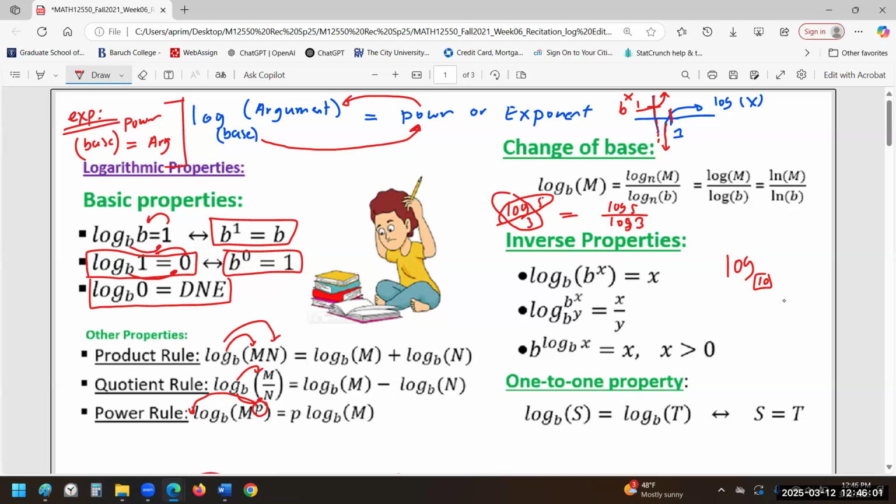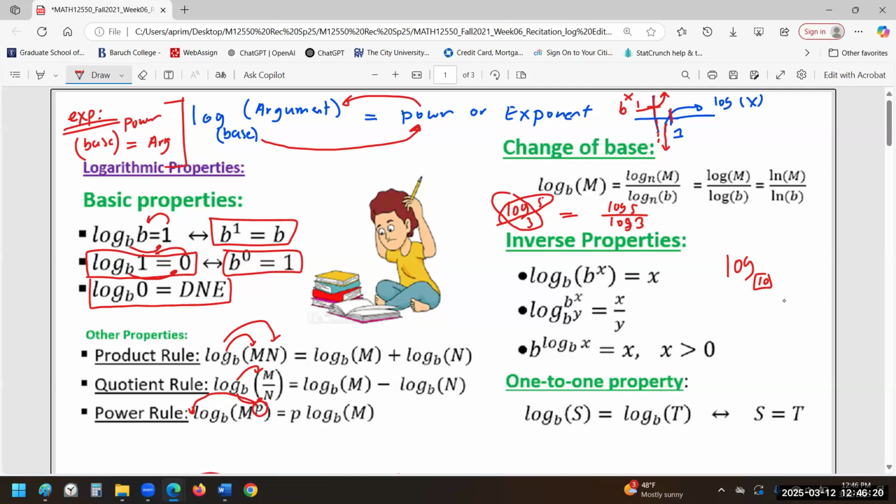Now the inverse property says the same thing. The first one, the power comes down, and if you have the argument and the base the same, they cancel out. So argument and base the same means the result is the power only.